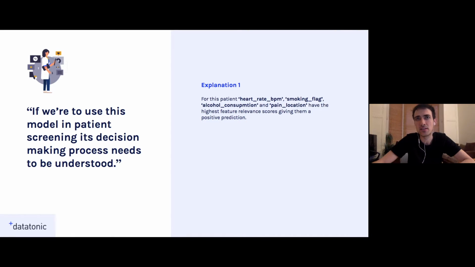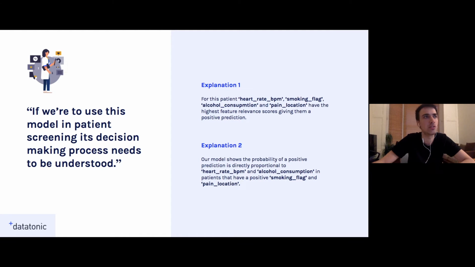Now, this explanation is unsatisfactory because despite telling you which features were most important in making the decision about the patient's diagnosis, it does not tell the doctor anything about the relationship between the features that led to the diagnosis. So a better explanation would be something like, our model shows the probability of a positive prediction is directly proportional to heart rate, BPM, and alcohol consumption in patients that have a positive smoking flag and pain location. So this explanation is actually describing the relationship between features which is driving the prediction.